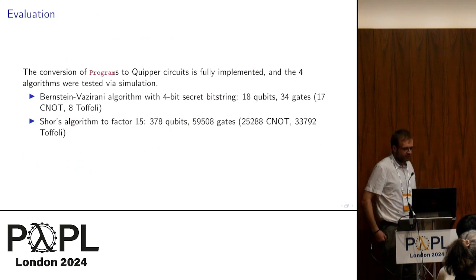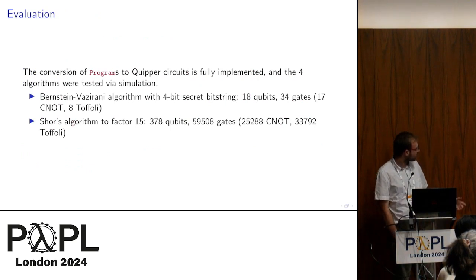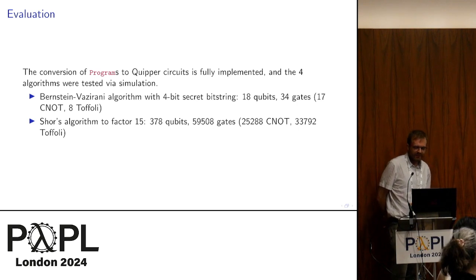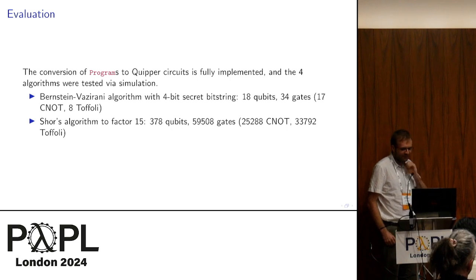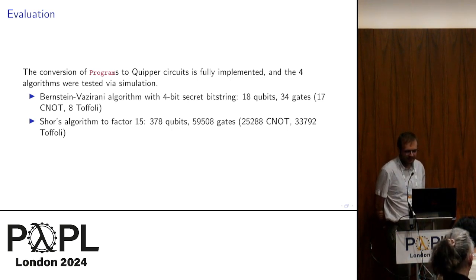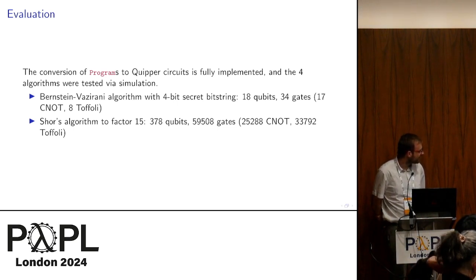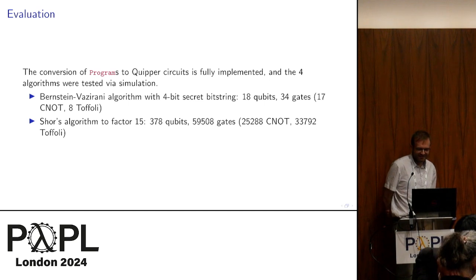So with our DSL, we have an implementation that can convert these programs into Quipper circuits, and we've tested all four of the algorithms that I mentioned before, just via simulation. I gave some qubit and gate counts here. You'll note that they are quite high. So using the Bernstein-Vazirani algorithm with 4 bits requires 18 qubits and 34 gates, and then Shor's algorithm, just to factor 15, requires almost 400 qubits and 60,000 gates.